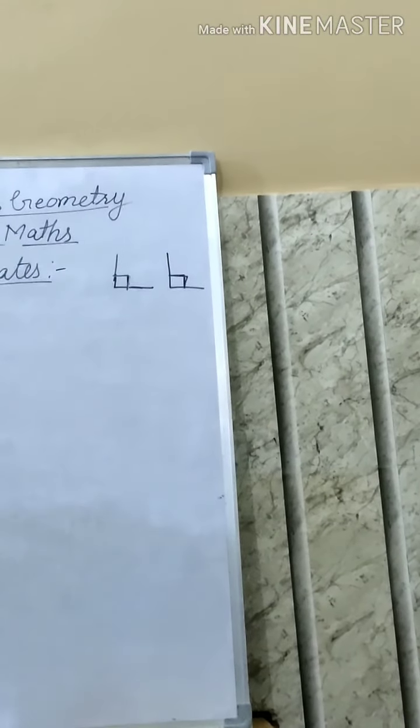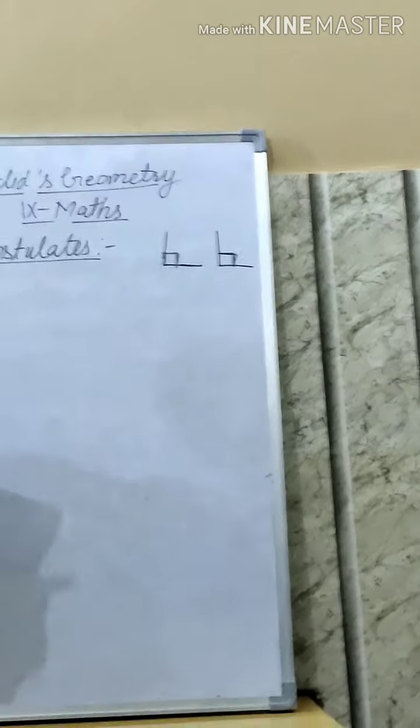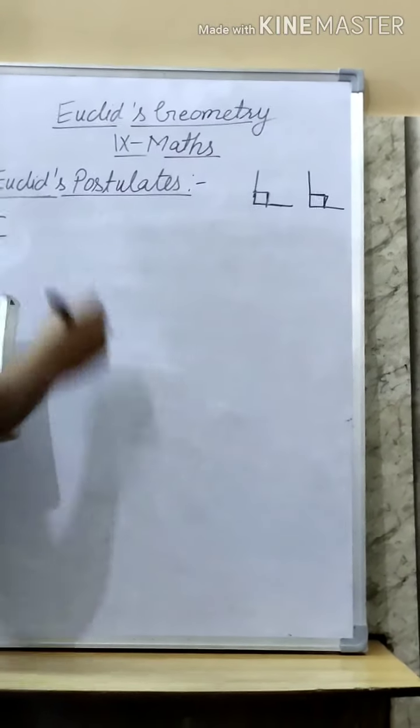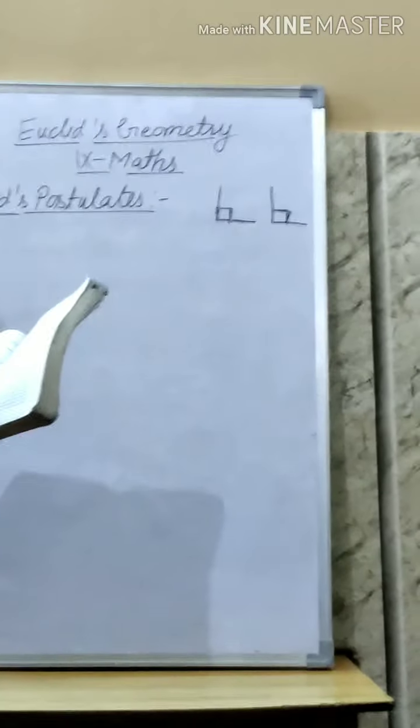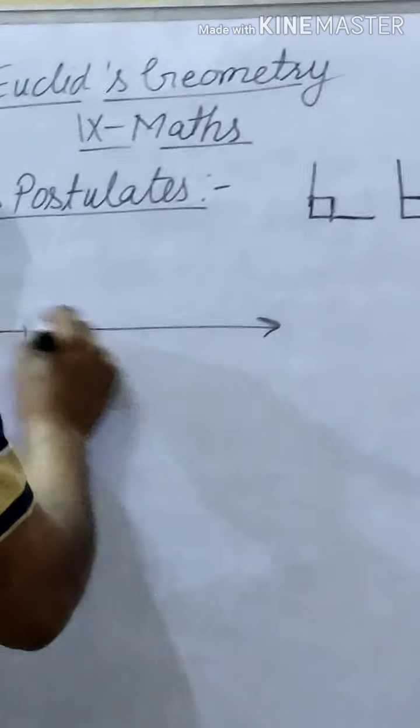Now Euclid has given 5 postulates, and one by one we will discuss them. The first postulate says: a straight line may be drawn from one point to another point. And this straight line can be extended in both directions. Clear, there will be no problem.